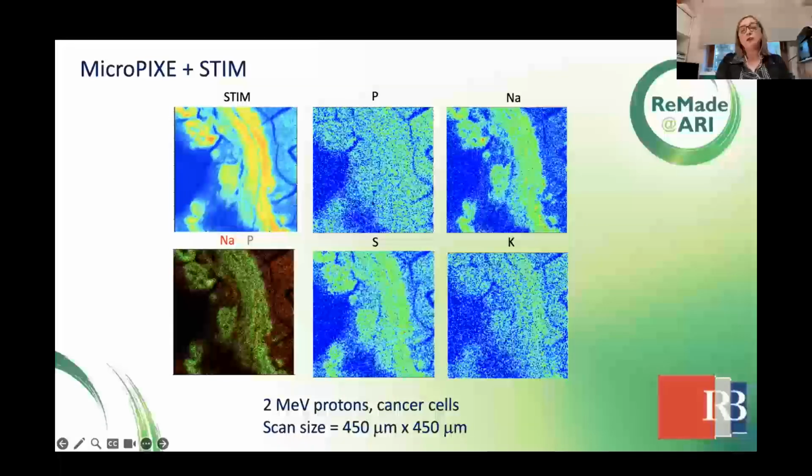So this was the imaging of the cancer cells. First it was necessary to find the interesting region of the cancer cells, and then image. This is the big scan size. So this is a lot of them in some tissue.